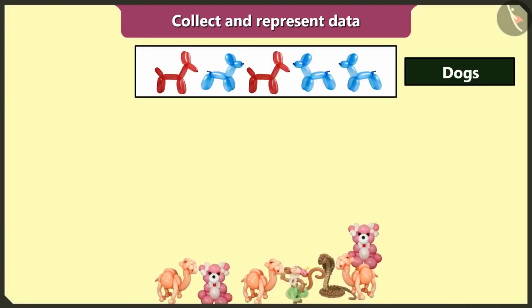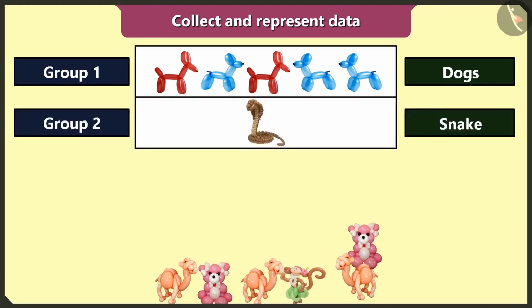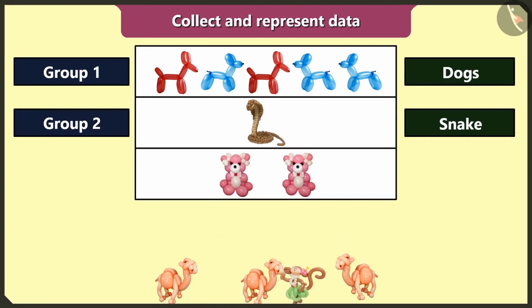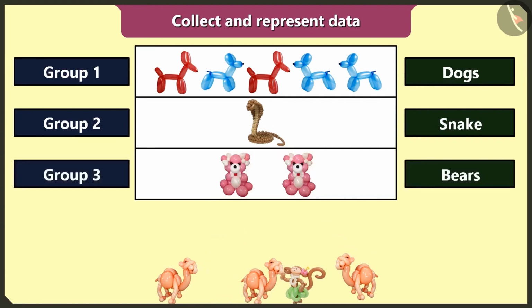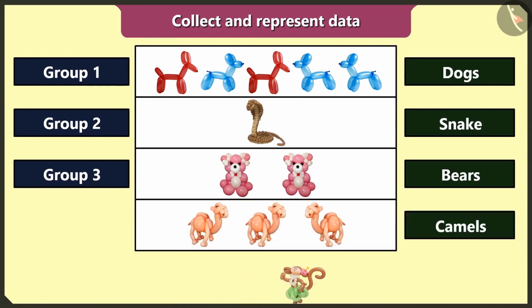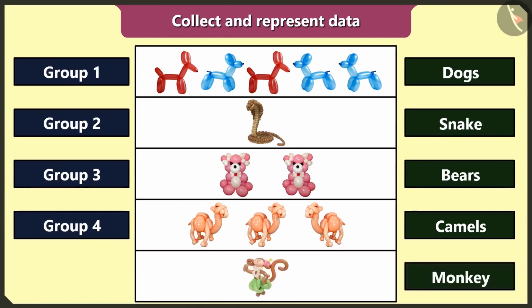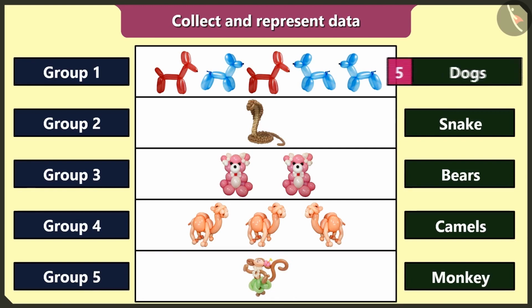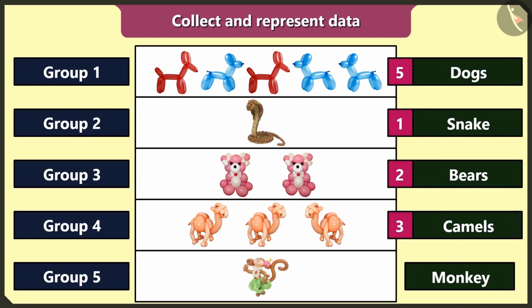First group of dog-shaped balloons. Second group of snake-shaped balloons. Third group of bear-shaped balloons. Fourth group of camel-shaped balloons. And fifth group of monkey-shaped balloons. Now I will count the animals in each group. There are 5 dog-shaped balloons in first group, one snake-shaped balloon in the second group, two bear-shaped balloons in the third group, three camel-shaped balloons in the fourth group, and one monkey-shaped balloon in the fifth group.